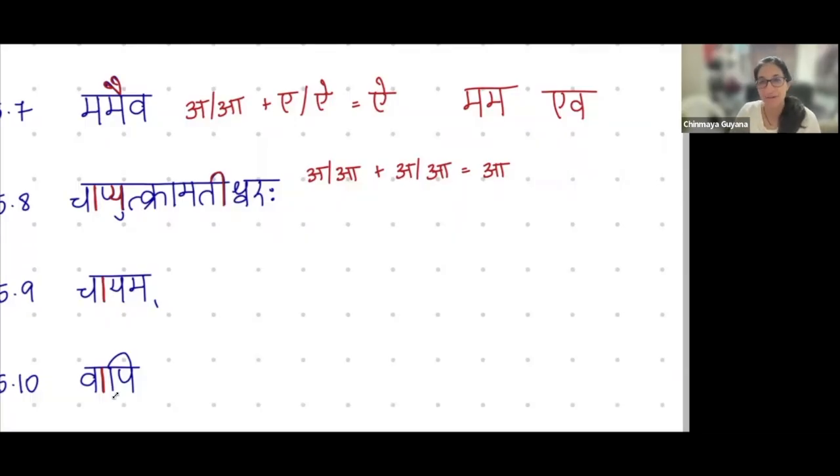It's the kind of thing where you learn it once and you've just learned it. That's it. So we're going slowly to make sure we really get it, okay? A or ā plus a or ā equals ā. That's the first sandhi. The next one is ya. You see the ya? So the next sandhi will be i plus u. Now it's not i plus vowel, it's i plus ū equals ū.